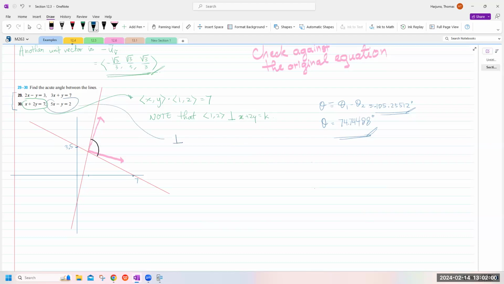This line is perpendicular to (5, -1), right? Okay, so cosine theta equals the dot product of those two vectors divided by the length of those two vectors. So theta equals cosine inverse of, what is the dot product? 3 over square root of 130. Now let's use our calculator.